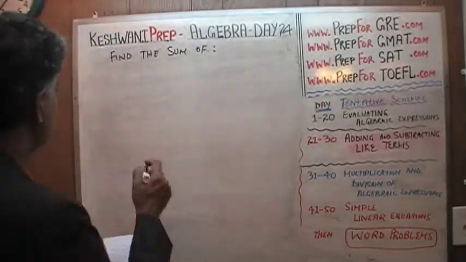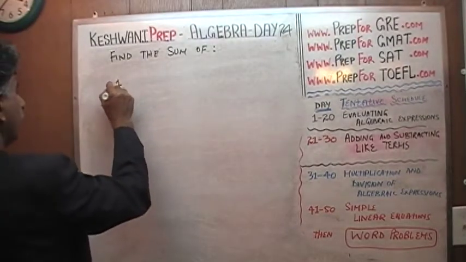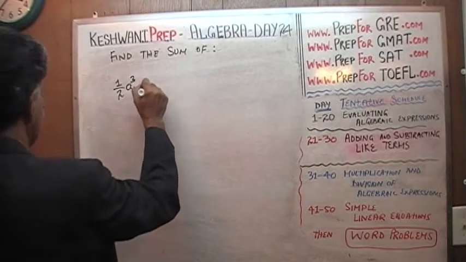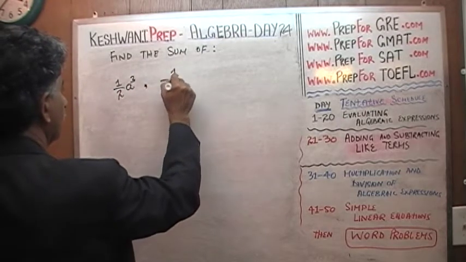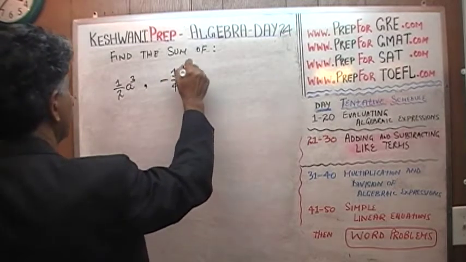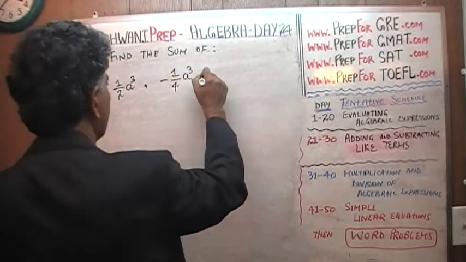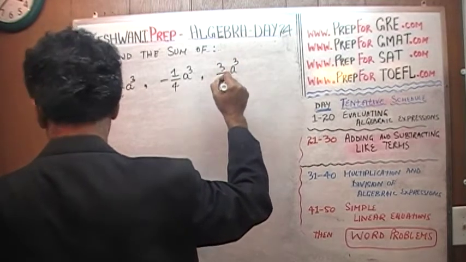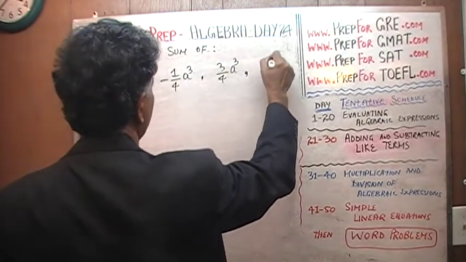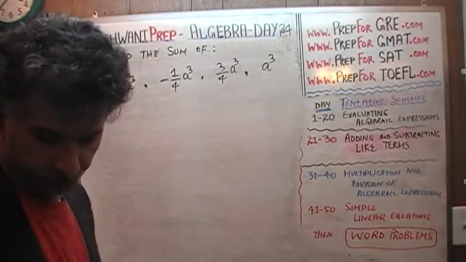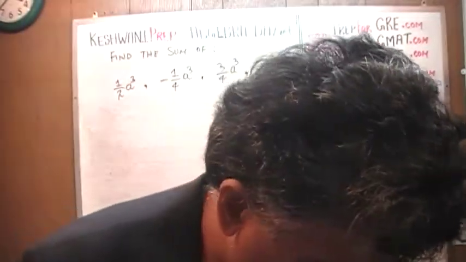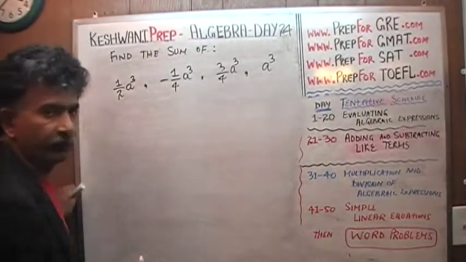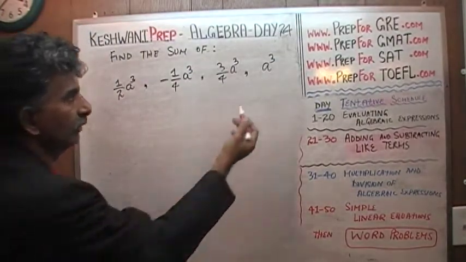Let's do one more. 1/2 a cubed and a negative 1/4 a cubed, a 3/4 a cubed, and finally an a cubed by itself. So when it just says a cubed, with no coefficient in front of it, what is the coefficient of that a cubed, since there is nothing here?